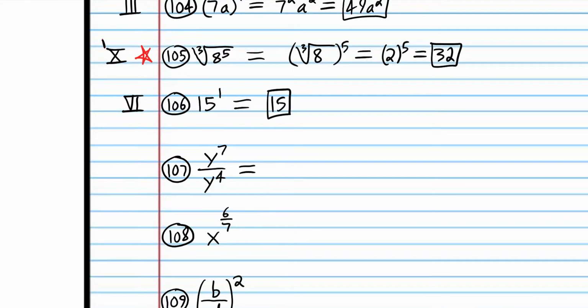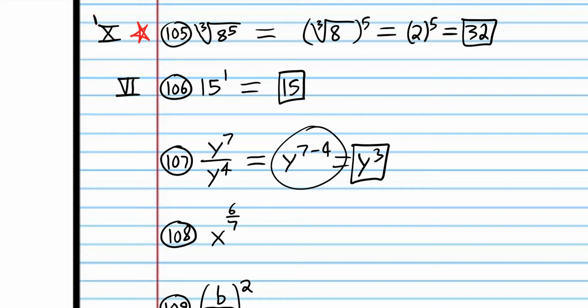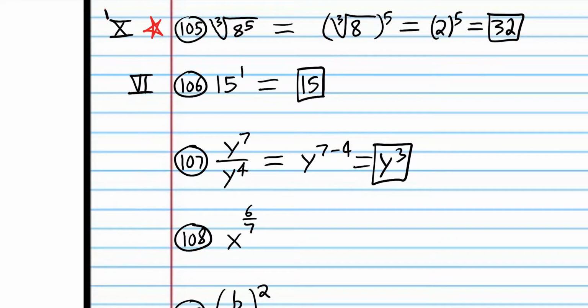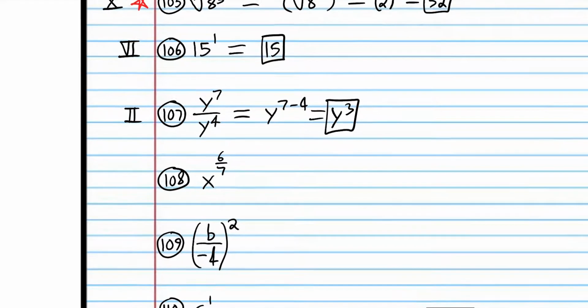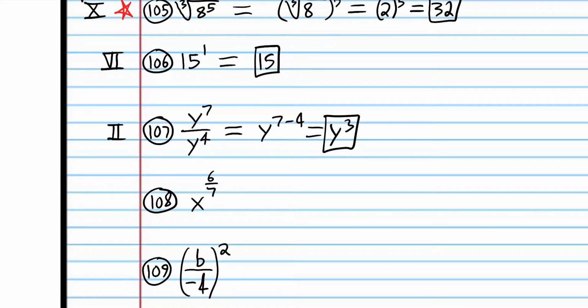All right, we're back. When you're dividing powers, you just subtract the powers. That would be 7 minus 4, which is 3. And you don't have to do this intermediate step here, but I'm just doing that to demonstrate. So that is rule number 2. If you got that right, good job. Try number 108, and when you come back, we'll do it together.